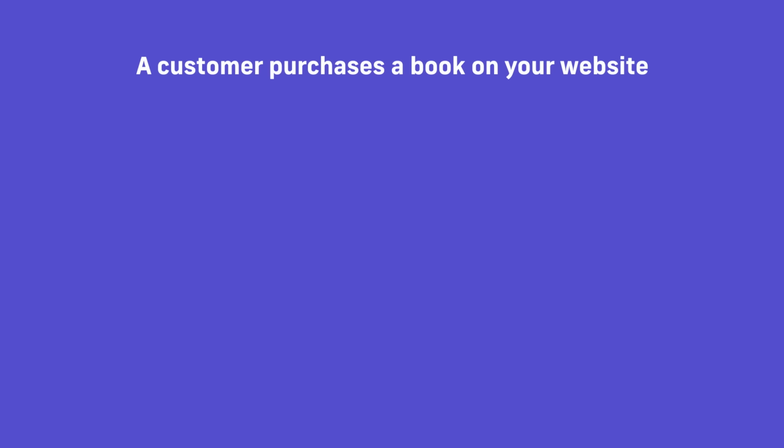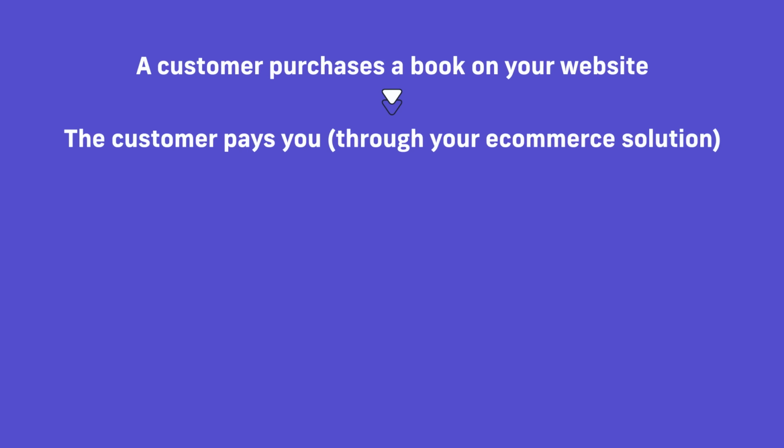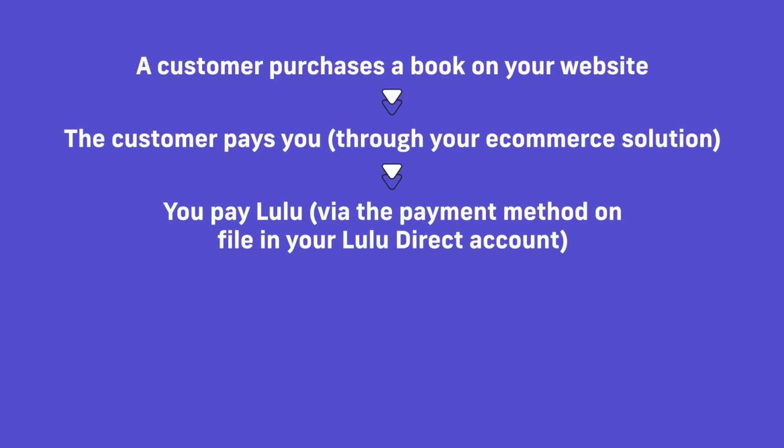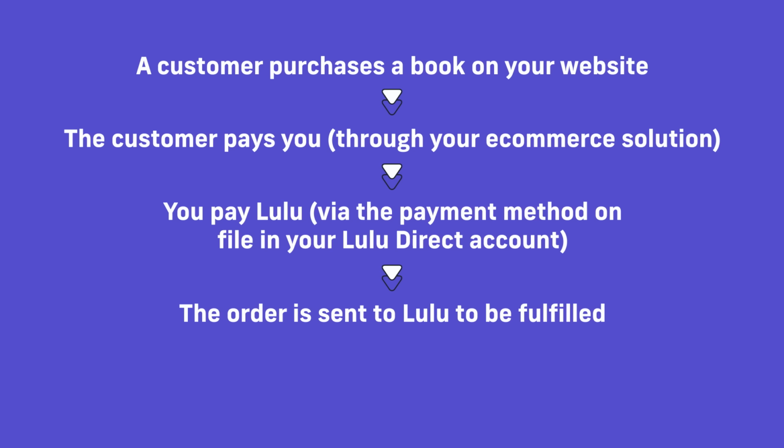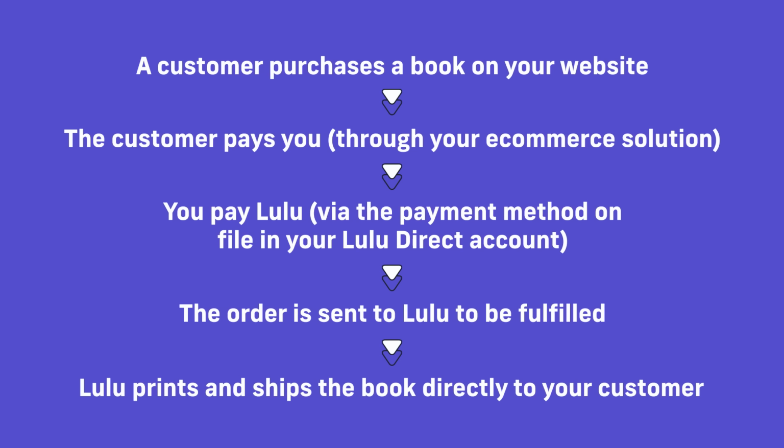All right, here is how it's actually going to work when you're set up with Lulu Direct. A customer will come to your website and buy your book. The customer will pay you. At the same time, you will pay Lulu for the manufacturing cost of the book. The order is sent to Lulu to print and fulfill, and then we will ship out the order to your reader.